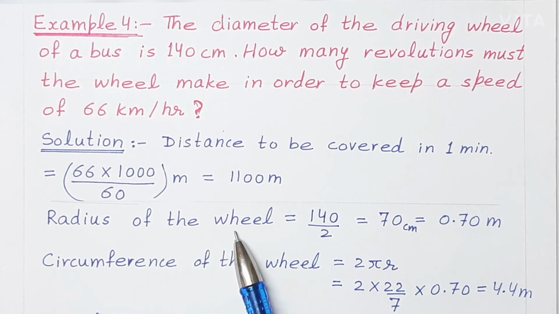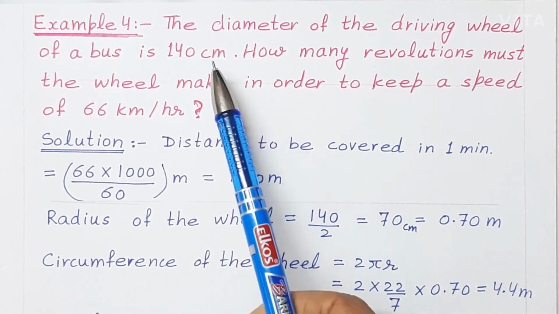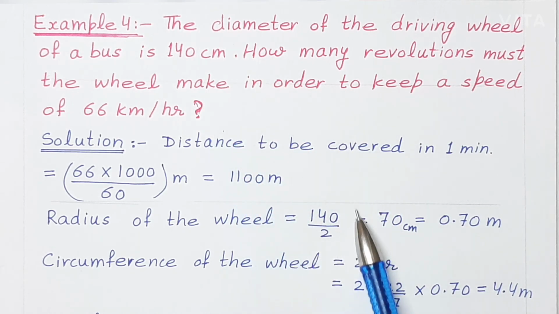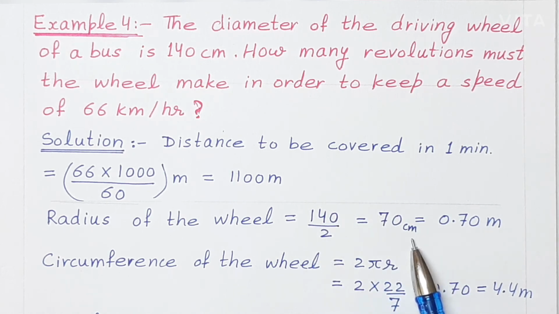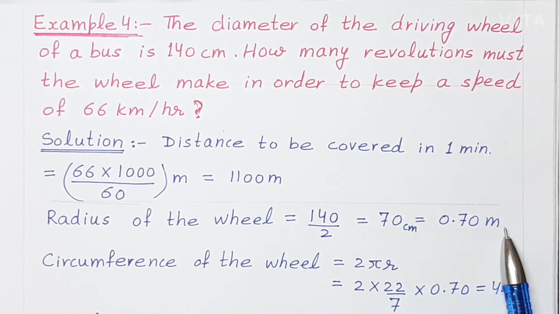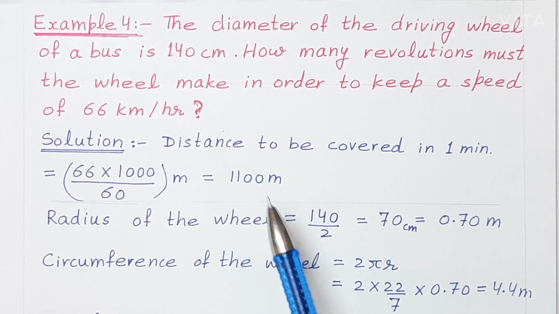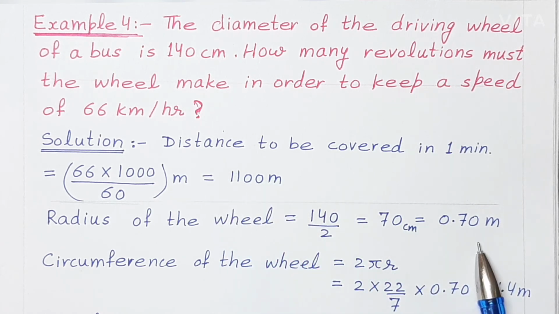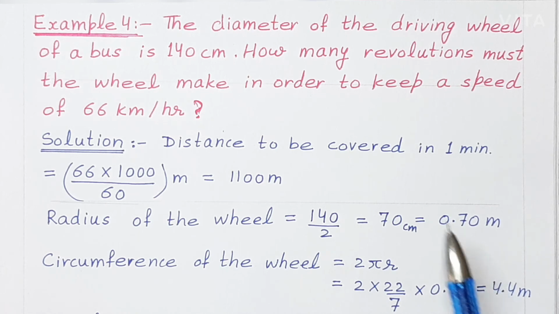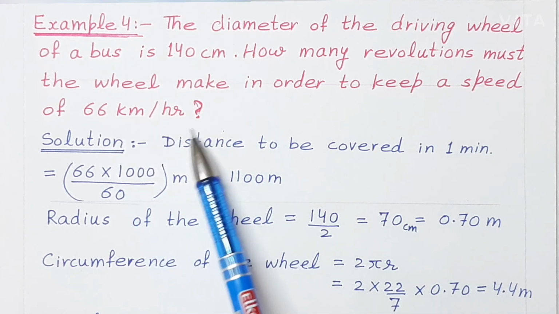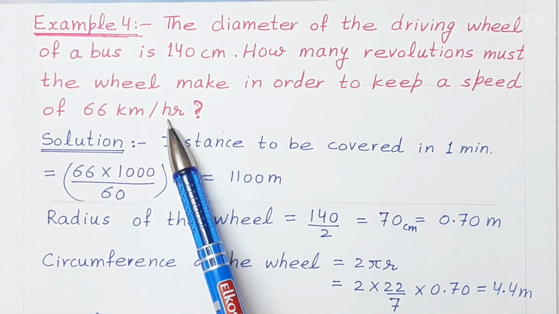Now radius of the wheel is 140 upon 2. Why 140 upon 2? Because 140 is the diameter. So that is 70 centimeter, or you can say 0.70 meter. Students, we have converted both the values in meter, which is very important. The units should be same. See in the question, the diameter was in centimeter and the speed was in kilometer per hour.